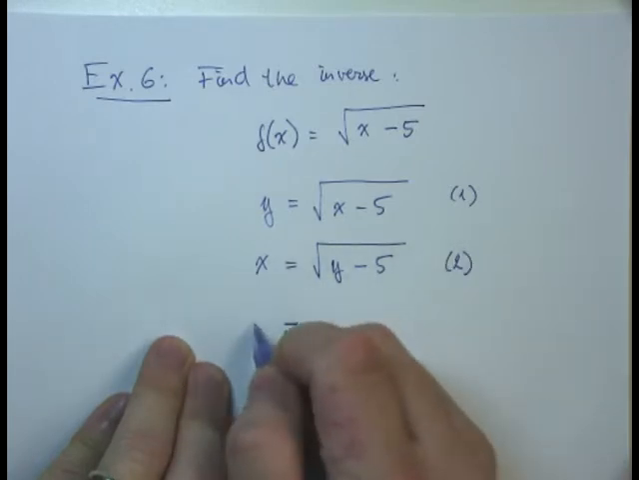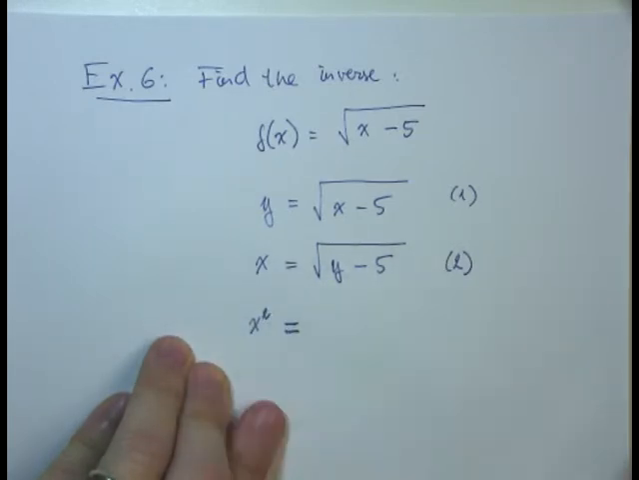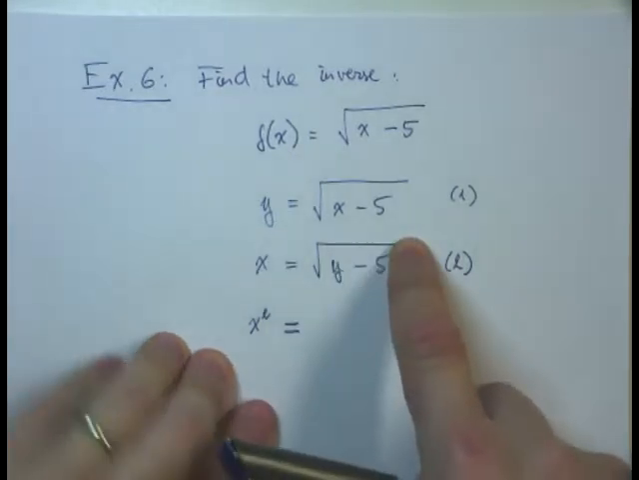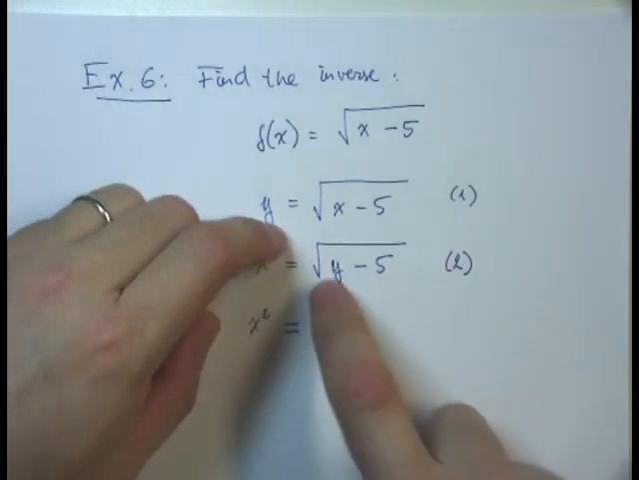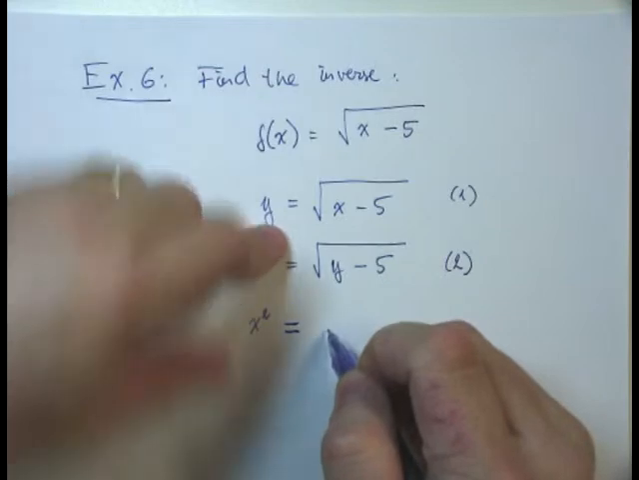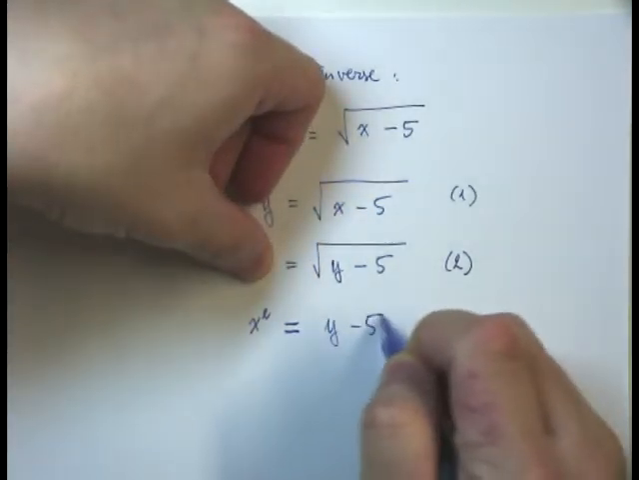And so here, on the left hand side it becomes x squared because I'm squaring the left hand side, and at the same time I'm squaring the right hand side. However, squaring the right hand side means we're going to cancel away the square root. So here the right hand side would become y minus 5.